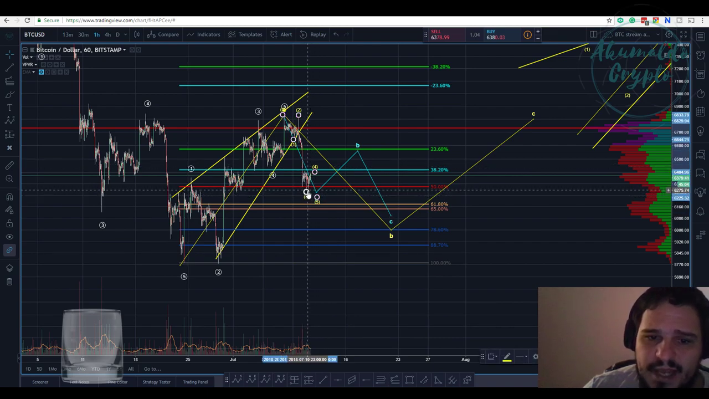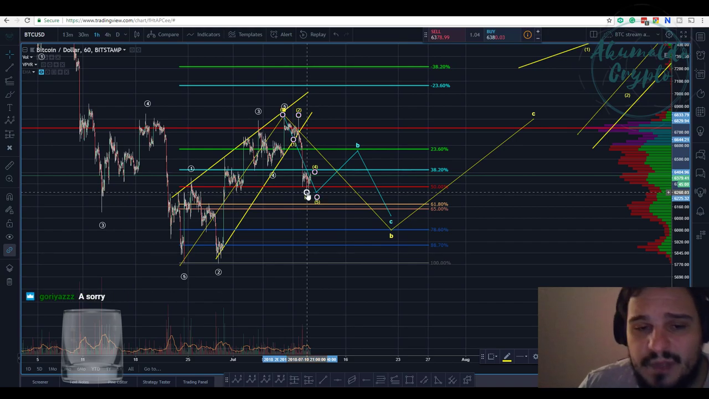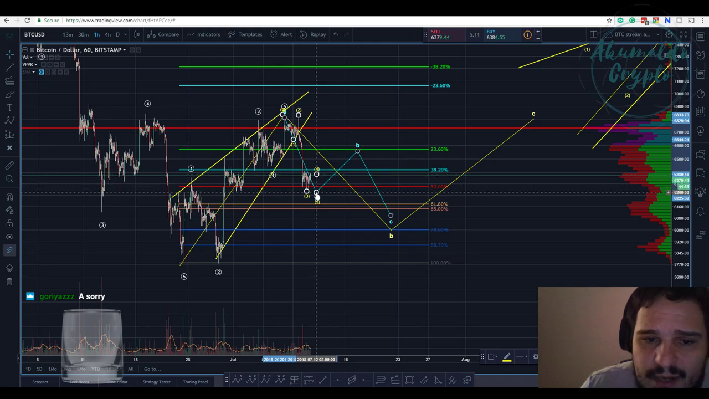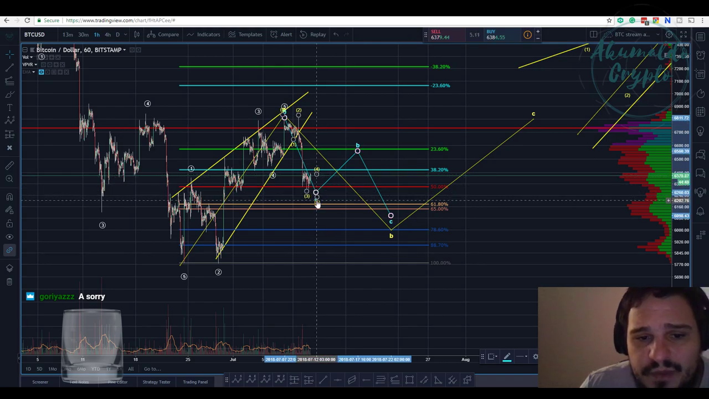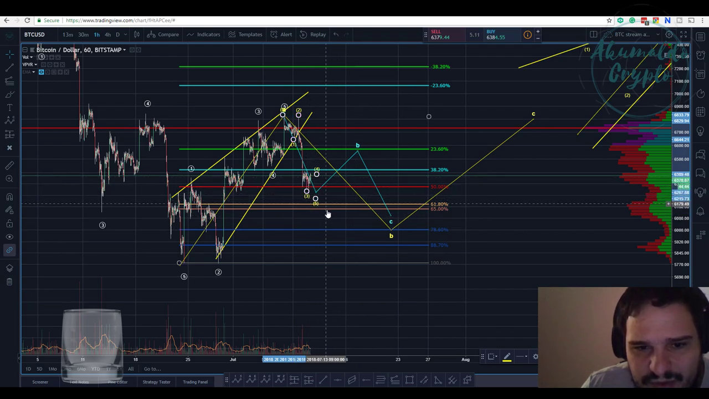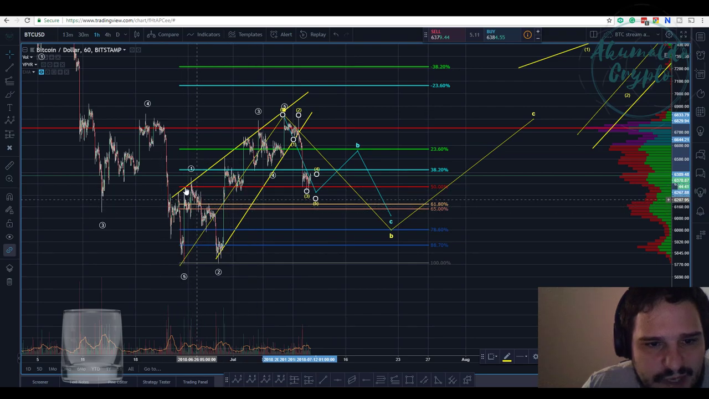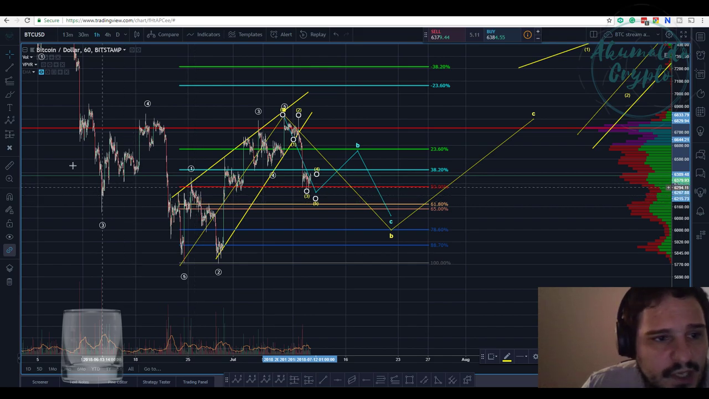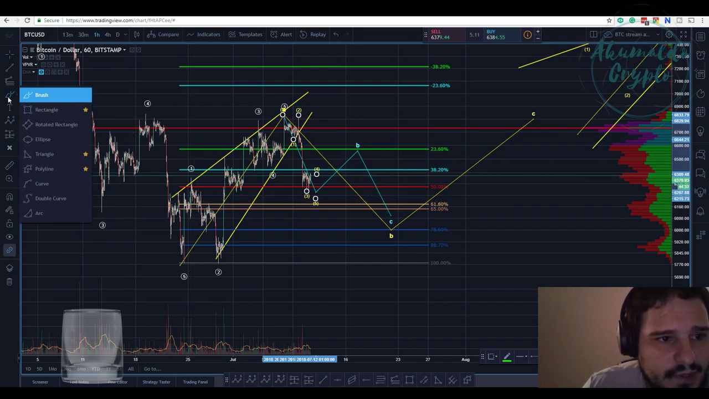I am assuming that we haven't finished wave 3, not yet. I'm sorry, we have finished wave 3, but we are correcting wave 4 now. To put wave 4 in and then one more leg down to our wave 5, but we don't have a lot of steam to really go down and break out, to break this cluster here. You see, this is a lot of support. This is the 6100 resistance.